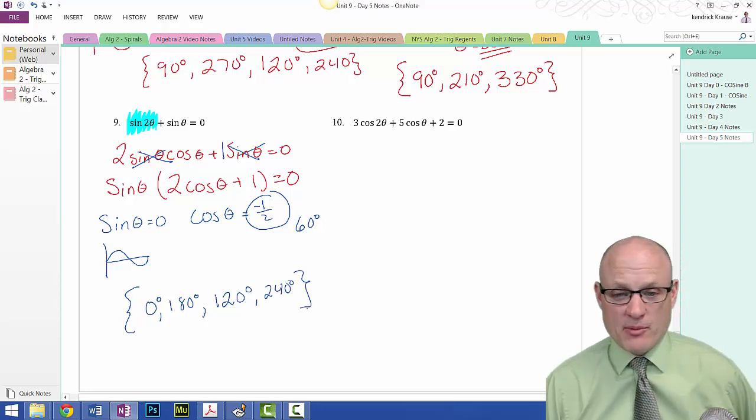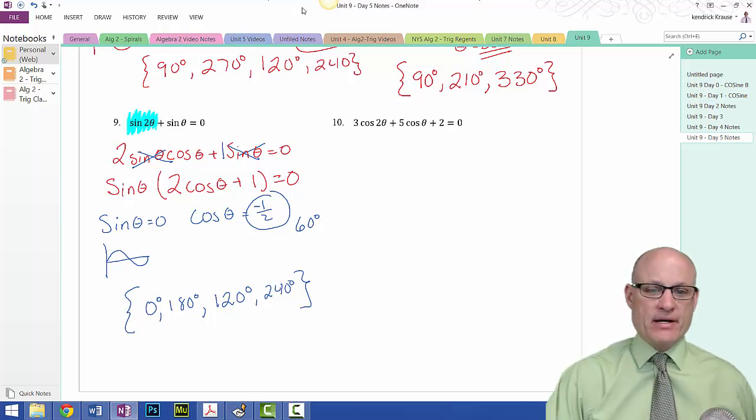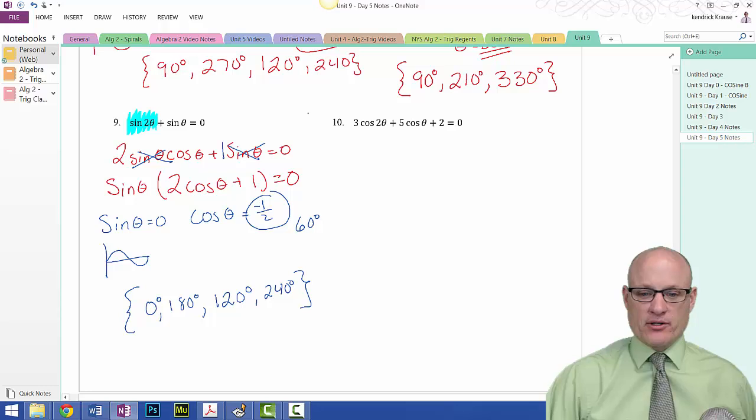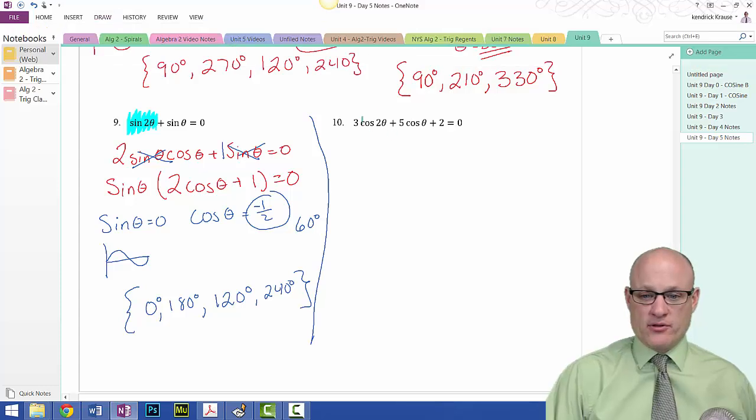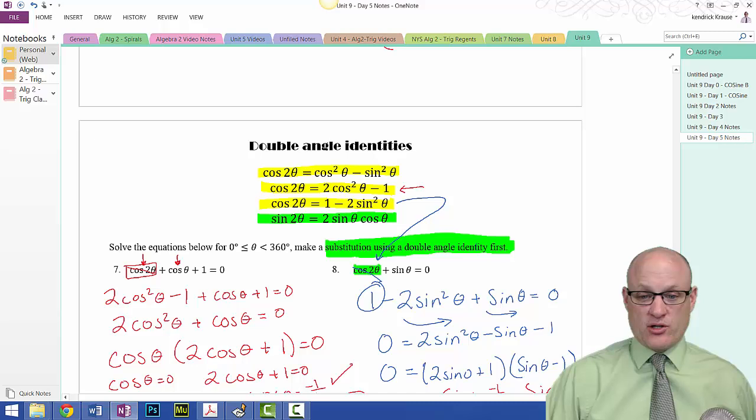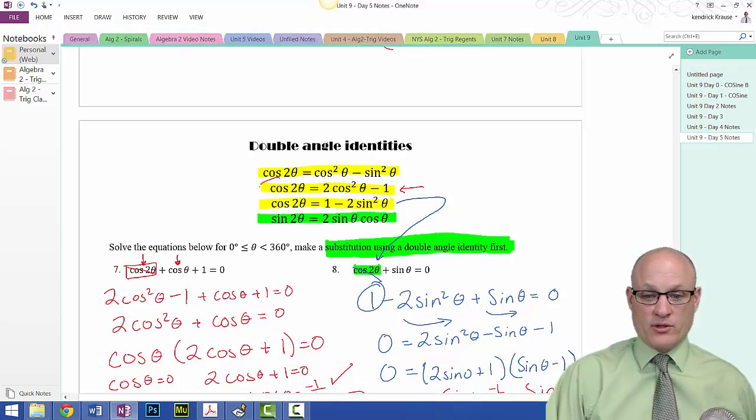One last problem and we're done, kiddies! Amazing. So, let's see what we're going to do. I want to get rid of this cosine of 2 theta. I have a cosine theta in it, so I'm going to replace it with the one that has cosine in it. That's this one right here.